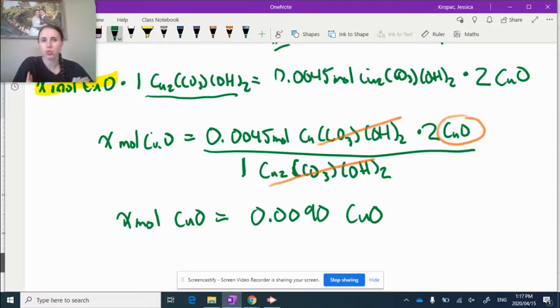You have a couple practice questions in the homework there for you. So if you can go ahead and try those, this molar ratio is going to be really important when we get to stoichiometry next week.